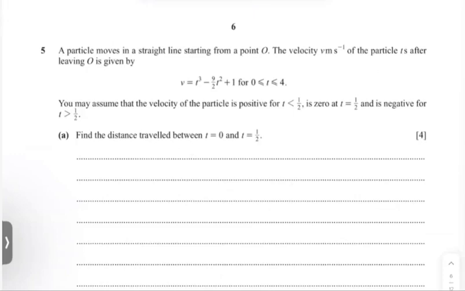Yes, so the velocity is positive for t less than a half. It's 0 at t equal to a half, and it's negative for t greater than a half. Okay, this is important information, I assume, otherwise they probably wouldn't give it to us. So a half seems to be the magic number. It's positive, it's 0, and it's negative.